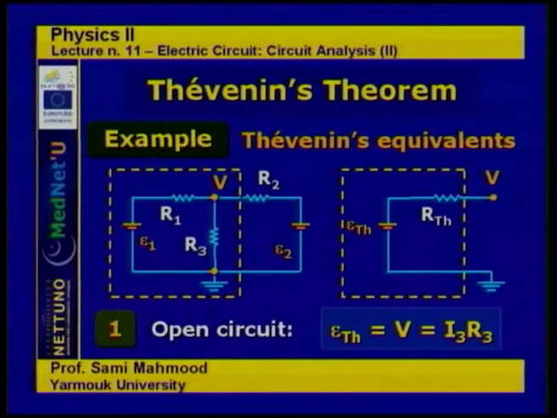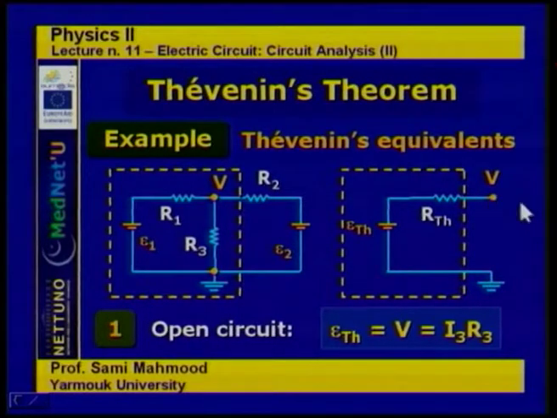So how do we determine the equivalents? First of all, we take an open circuit across these 2 points. The open circuit will give the potential difference between these 2 points, which is V minus 0. We consider 0 as a reference, or simply the difference in potential between these 2 points, which is here V. In the open circuit geometry, this is V, the difference in potential.